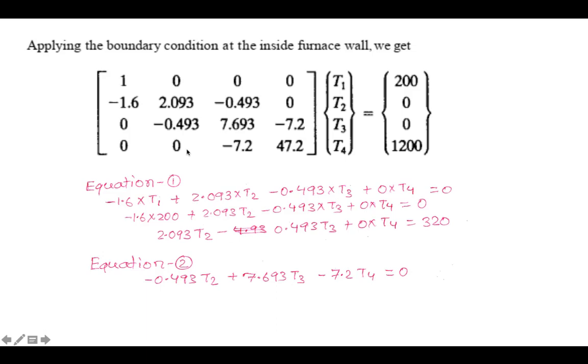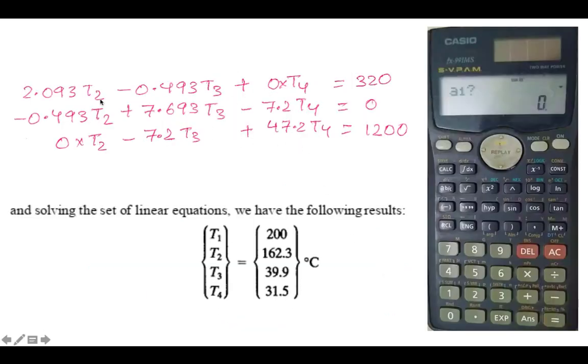Now the last equation. These two are zero, so I will start from here: minus 7.2 into T3, plus 47.2 into T4 equals 1200. That we will get as equation number 3. So these are equations number 1, 2 and 3. Now we have to solve these three equations. We have three unknowns, T2, T3 and T4, and we have to get the answer.